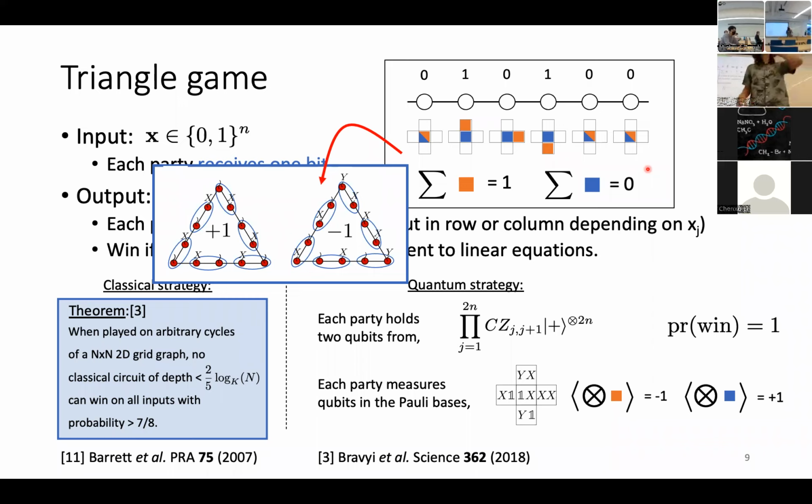So you said expectation value. So do they measure many times or just? Oh, no, just once. So deterministically, the parity, the sum of all of the measurement outcomes, should be equal to plus 1 or minus 1, just because of the fact that the observables that they measure have eigenvalues plus 1, minus 1.